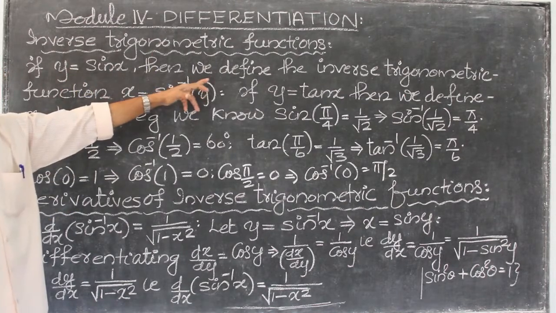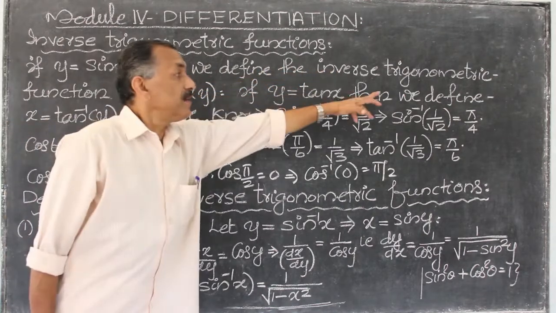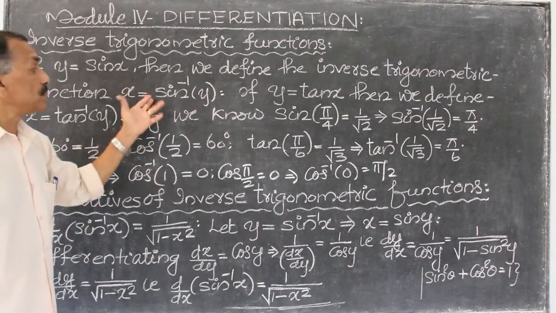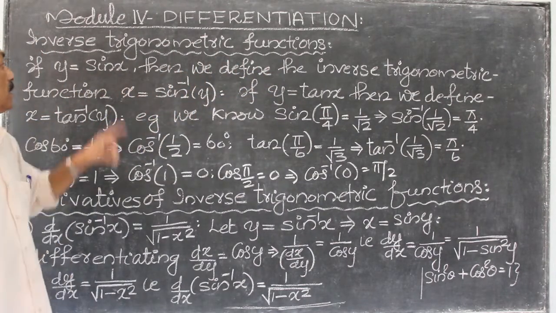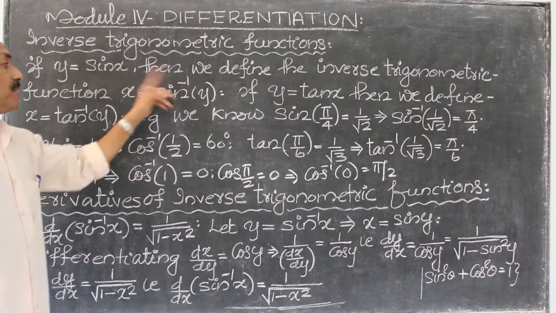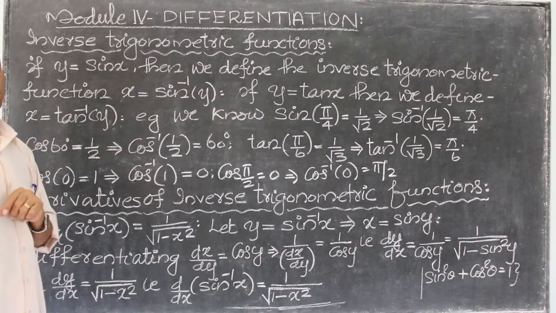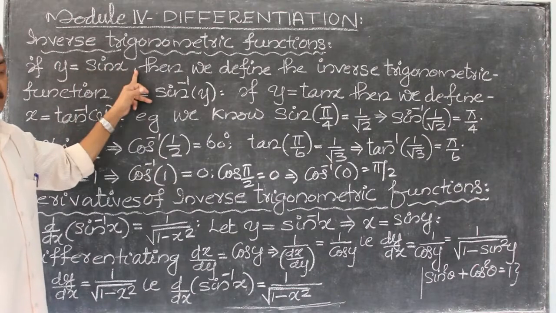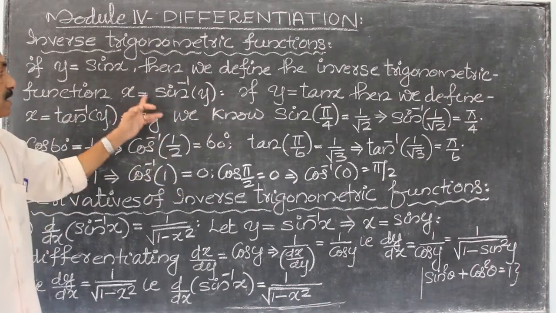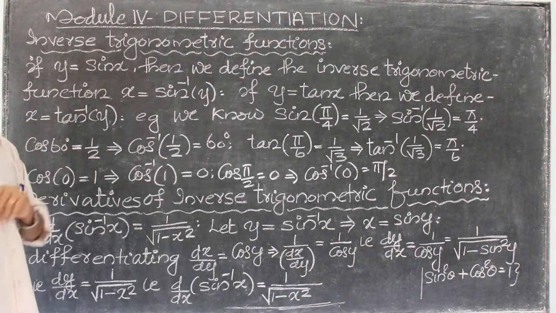Then we define the inverse trigonometric function: x is equal to sin inverse y. That means the angle whose sine gives this value y is sin inverse y, which is equal to x. Or if y is equal to sin x, then the inverse trigonometric function sin inverse is defined like this: sin inverse of y is equal to x.